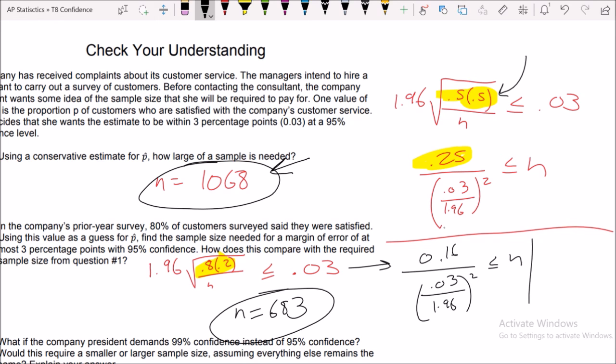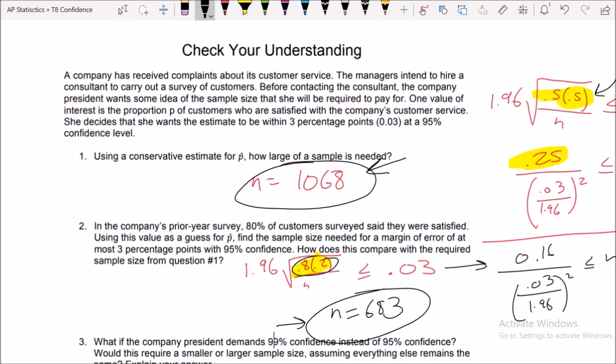Versus if we use a predicted value like we did in the second one, we're going to get a smaller sample size. The risk here is, what if the proportion of satisfied customers has changed in the last year? It's possible that we could end up with a larger margin of error now because we did not use the conservative estimate.